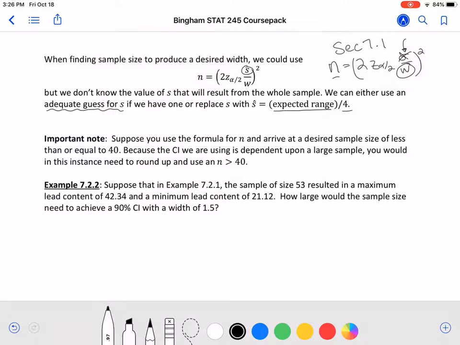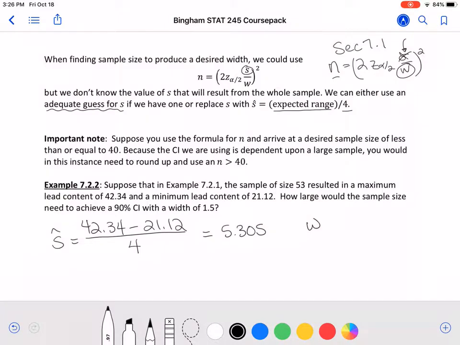So in example 7.2.2, the sample size of 53 initially resulted in a maximum lead content of 42.34 and a minimum of 21.12. The range then is the difference in those. If we divide that by 4, we get a decent guess as to what s would be in this larger sample. And so what we get for this value is about 5.305.